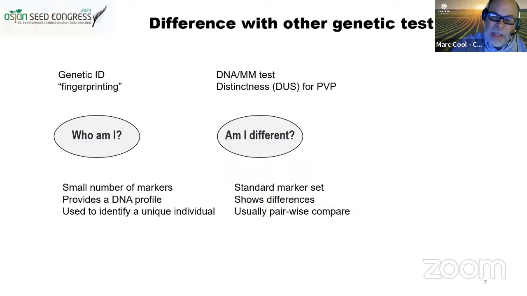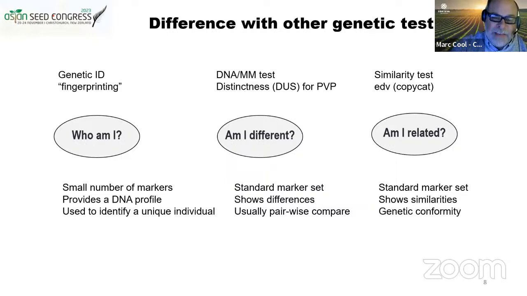It shows differences, and usually the use of this system is in a pairwise comparison, comparing variety A from variety A to see if they're different. When we talk about EDV type discussions and questions and concerns, we're really talking about a similarity test. In other words, how similar are these 2 varieties? Are they related? Is there some kind of dependency? Is there a common pedigree? What is the relationship between these varieties? That also is a standard marker set, but it's a marker set intended to show similarities and therefore genetic conformity. So those are kind of the 3 types of tests that we often use.